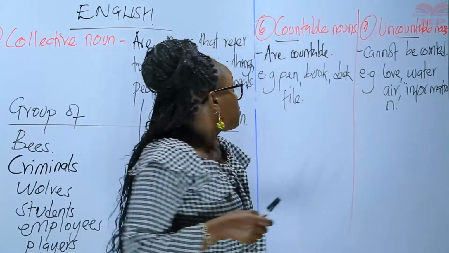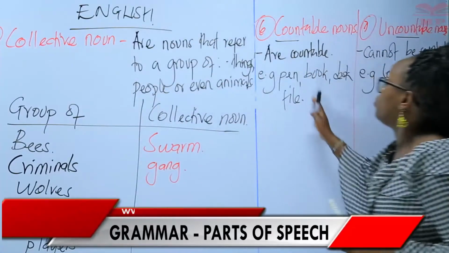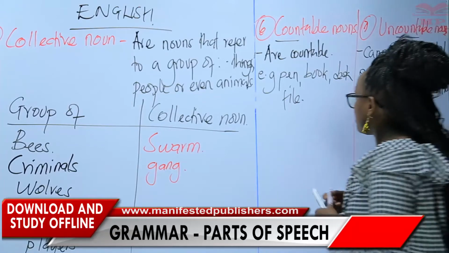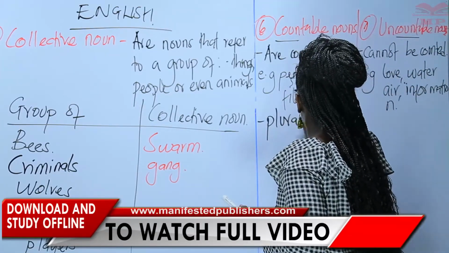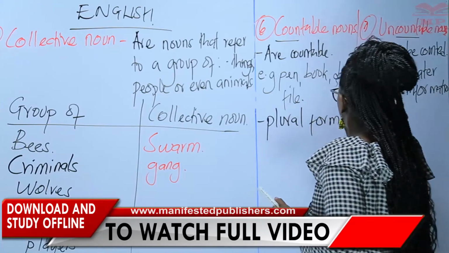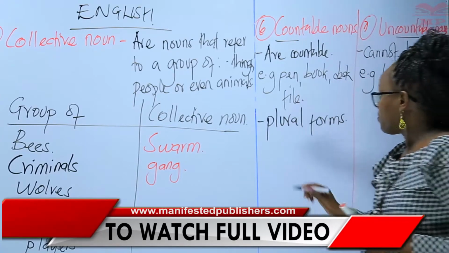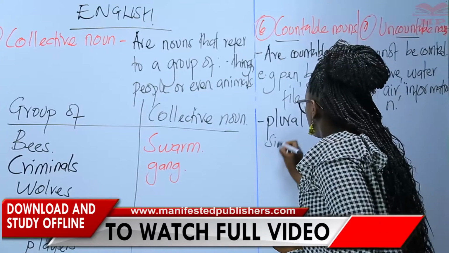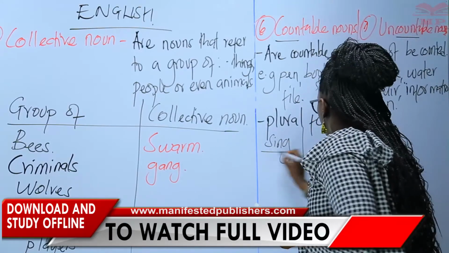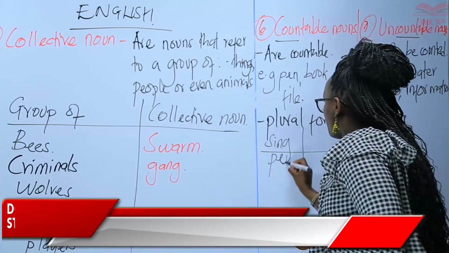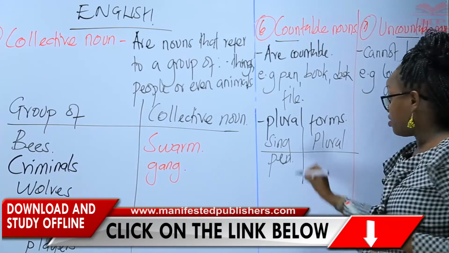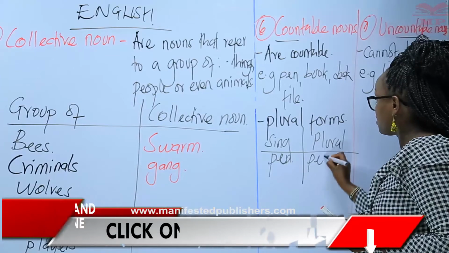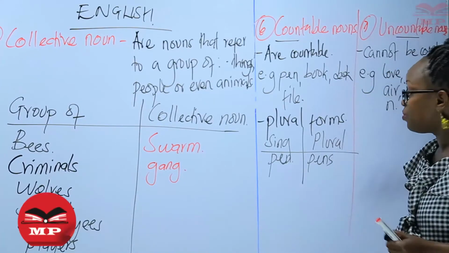The other thing that you should know about the countable nouns is that they have plural forms. So when we talk about plural forms, it means, for example, for the word pen. In its singular form, it becomes a pen. In its plural form, you add an S, so this one becomes pens. We can do the same for the others.